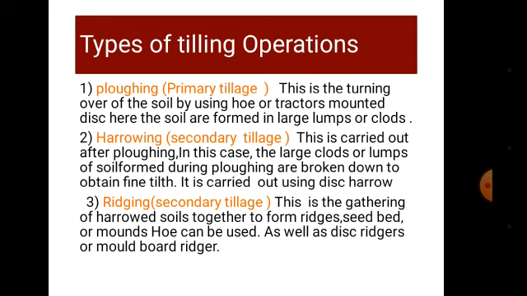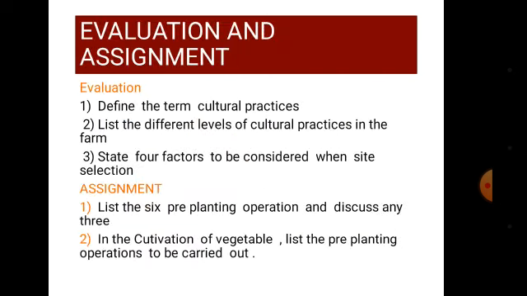Then, after the making of ridges, we now come to planting, and this leads us to the end of pre-planting operations. Remember, we define pre-planting operations as the operations carried out in order to prepare the land for planting. We started from selecting the site, clearing the land, and tilling it. Now the soil is ready for planting. We are now through with our pre-planting operations.